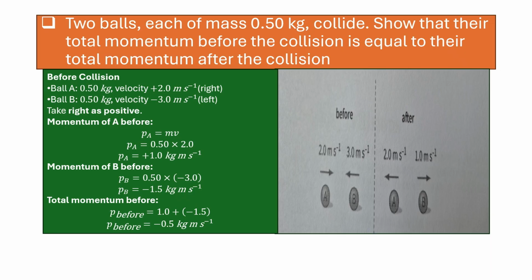So momentum of A before is 0.50 into 2. Momentum of B, which is 0.50, mass remains same, students, into minus 3. So total momentum will be 1 plus, and then minus 1.5. You will get minus 0.5 kg meter per second.